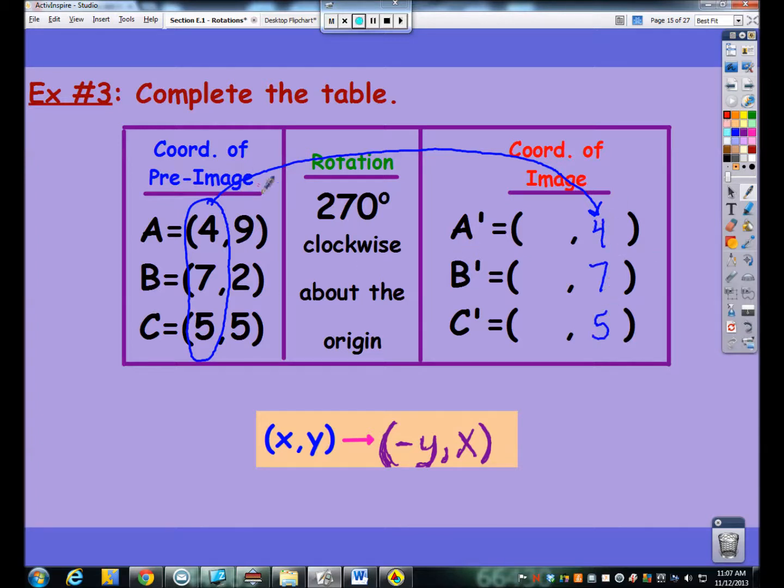And then all of our old y-coordinates become our new x-coordinates, but we got to switch the signs on them. So 9, 2, and 5 now become negative 9, negative 2, negative 5. And we're done. If we were to graph all the pre-image and the image coordinates, we would find that there really is a 270-degree clockwise rotation between all of those pre-image and image coordinates.